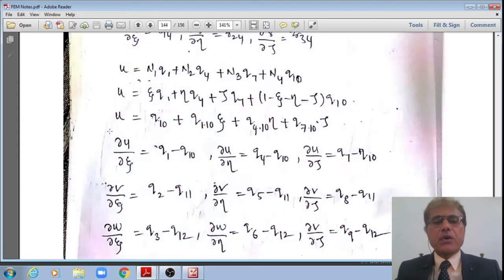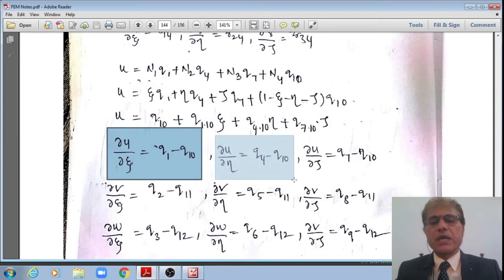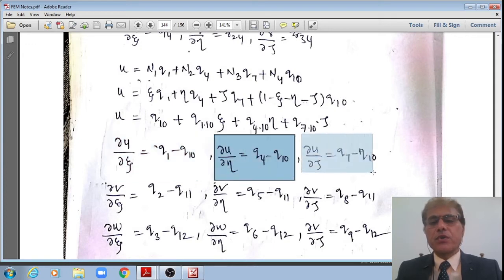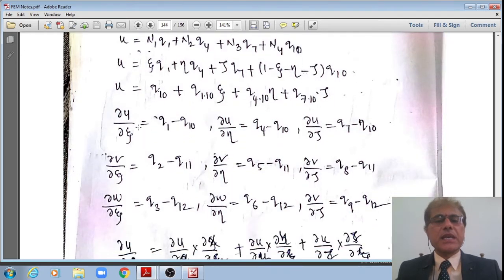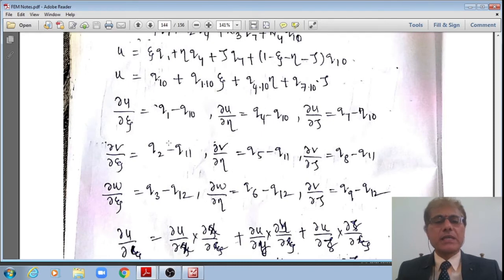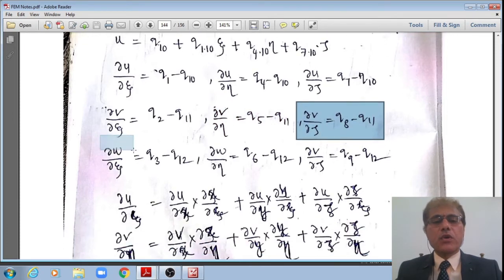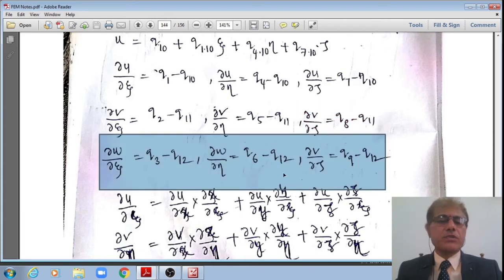Then what I'll do is I'll differentiate this with respect to xi. Now I'll get dou u by dou xi is equal to q1 minus q10. Similarly, if I differentiate u with respect to eta, I'll get q4 minus q10, and with respect to zeta, I'll get q7 minus q10, right? Then in a cyclic fashion, you can prove the others: dou v by dou xi is equal to q2 minus q11, dou v by dou eta is equal to q5 minus q11, and dou v by dou zeta is equal to q8 minus q11, and dou w by dou xi is equal to q3 minus q12, dou w by dou eta is equal to q6 minus q12, dou w by dou zeta is equal to q9 minus q12, right?